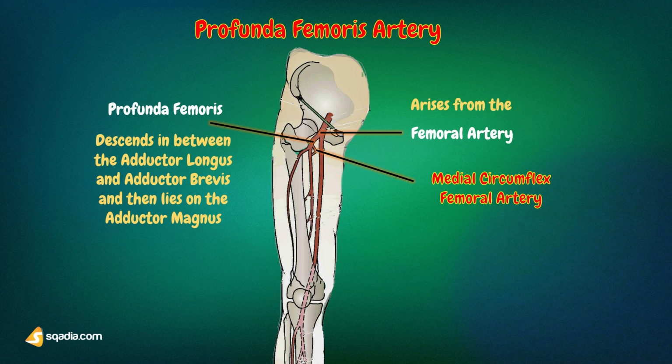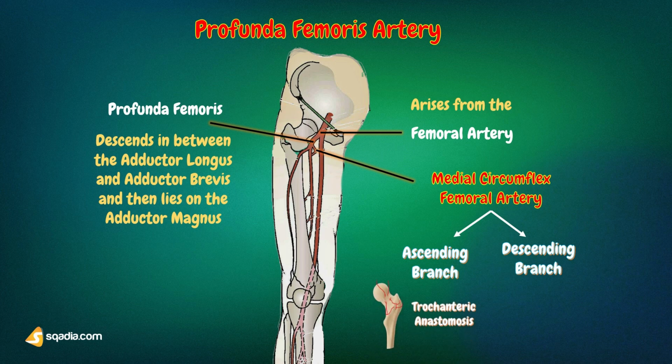Ascending branch of medial circumflex femoral anastomoses with ascending branch of lateral circumflex femoral and superior gluteal artery to form trochanteric anastomosis. This gives retinacular branches which lie along the retinacula of capsule of hip joint, and supply head of femur. Transverse branch anastomoses with transverse branch of lateral circumflex femoral, inferior gluteal, and first perforating branch of profunda femoris to form cruciate anastomosis. Lastly, we have the obturator artery.